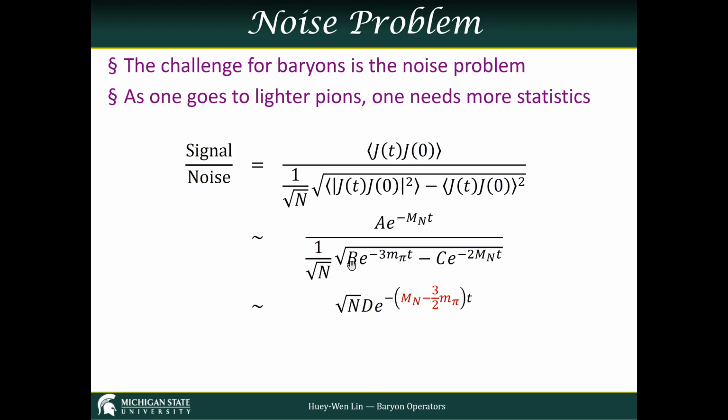And so our signal-to-noise ratio will not be constant like we might wish, but rather will go as e to the minus the difference between the nucleon mass and 3/2 of the pion mass. And that's why we're always in this sticky situation with noise, needing more and more statistics for our baryon correlators.